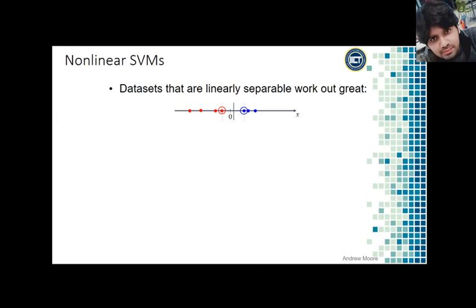So for nonlinear SVMs, datasets that are linearly separable work out great, like boys versus girls, or like if you have age less than 10 or greater than 10, something like that. These are linear classification problems. But what if the dataset is just too hard?